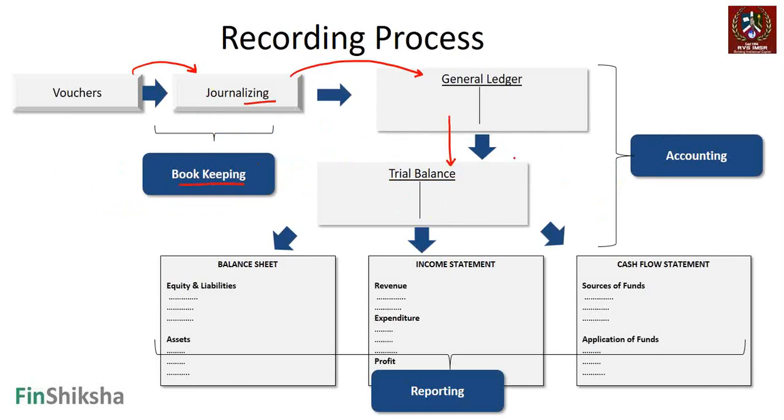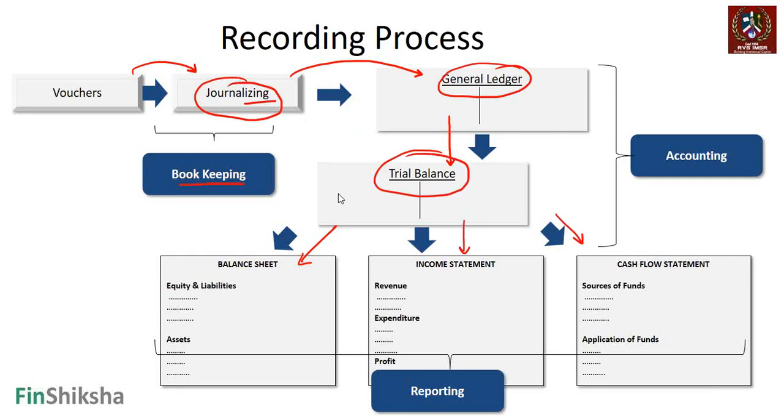These two processes, creating the ledger and creating the trial balance, are part of what is called accounting. And from the trial balance, you can then report the balance sheet, P&L, and cash flow statements. Now we are going to look at these three items separately. What is a journal? What is a ledger? And what is a trial balance? That's going to form the crux of our discussion from now, and that is what we're going to look at as we proceed.